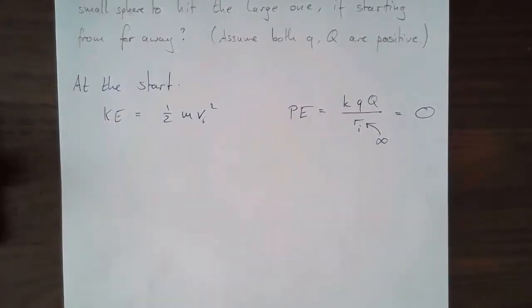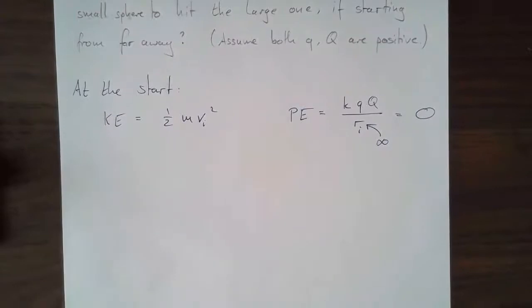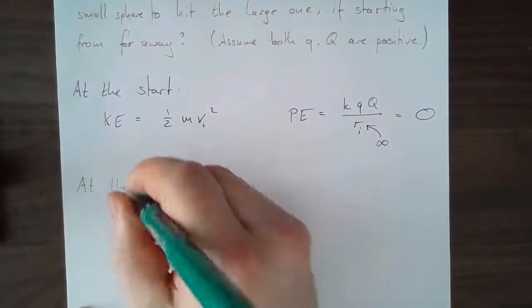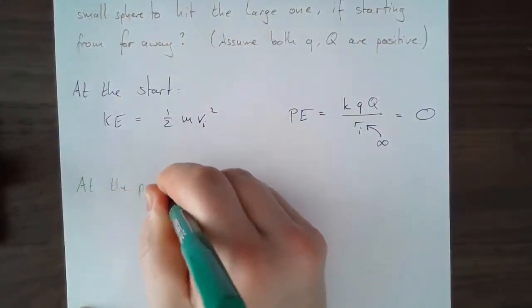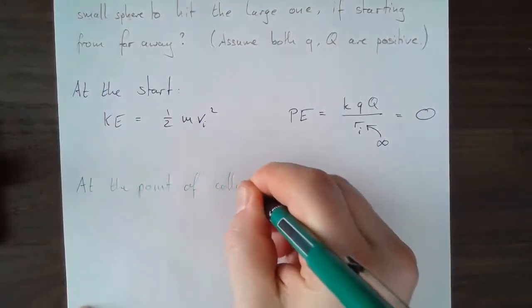Okay, and so this is the beginning. The other ball, as I said, doesn't have any kinetic energy. Then at the end, or at the point of collision, that's the other point of interest. So that's the other point where I'm considering the energy.